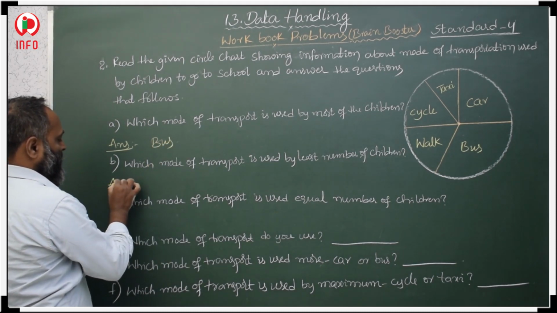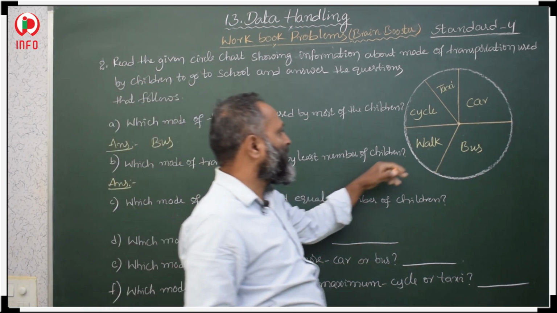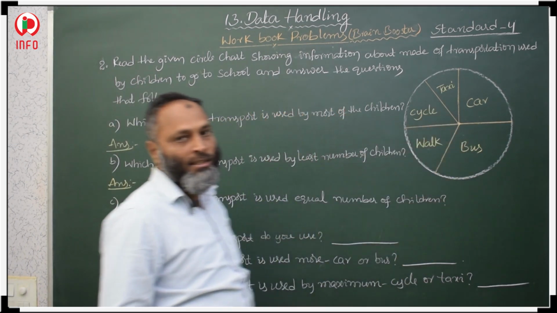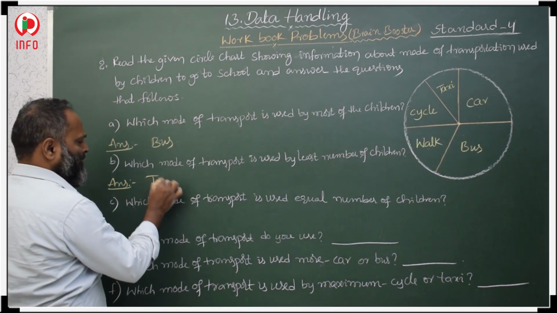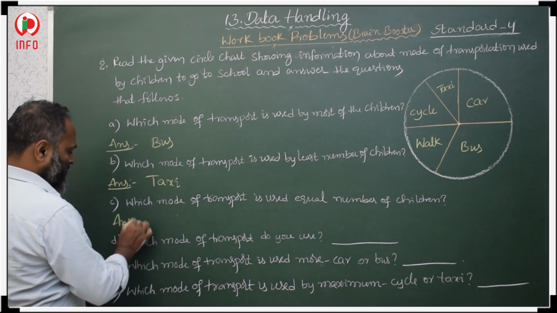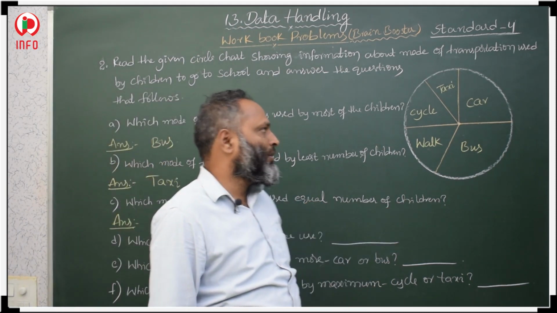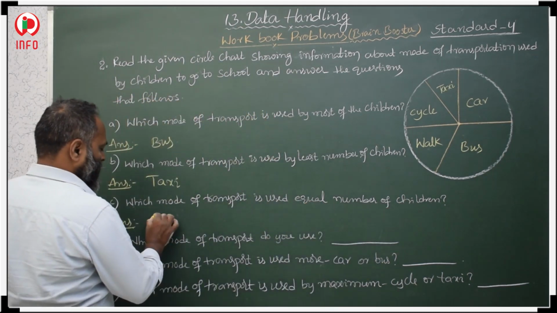Next question, next answer. Which mode of transport is used by the least number of children? That is taxi. Next, third one. Which mode of transport is used by an equal number of children? None of them. All are different.